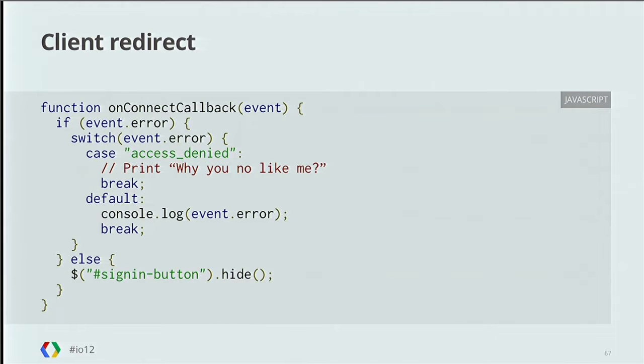And I'm throwing in a switch statement here. You could do an if, whatever it is. You're just looking for that access denied, asking why they don't like you, and then moving on. However, if there's no error, all you're doing is hiding the button, right? Everything worked perfectly. This should be the common case.